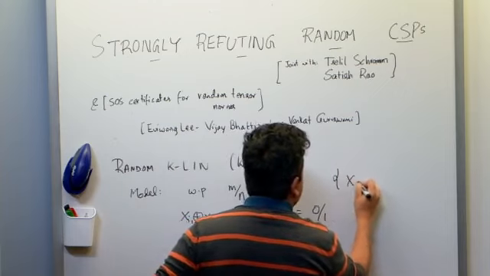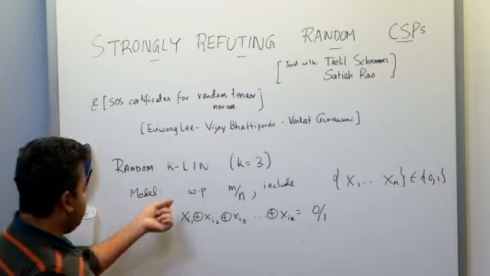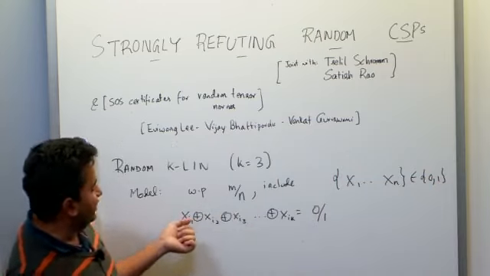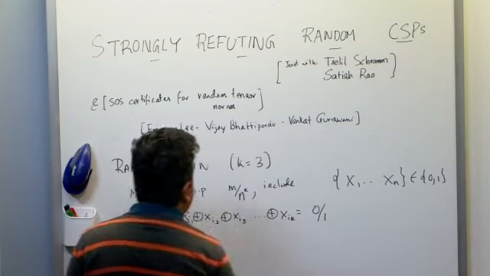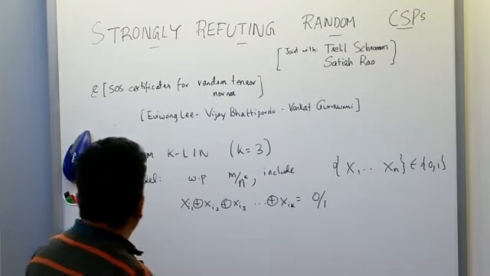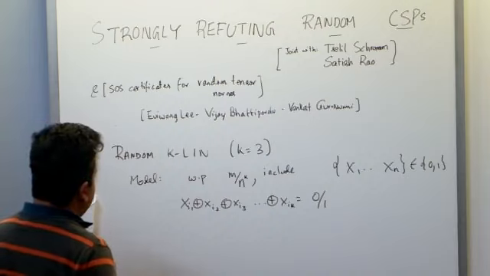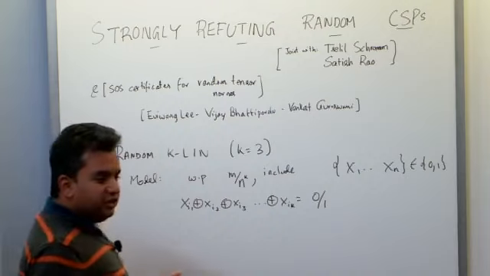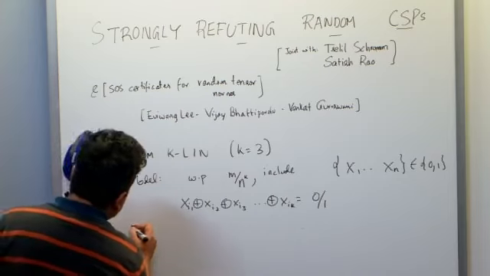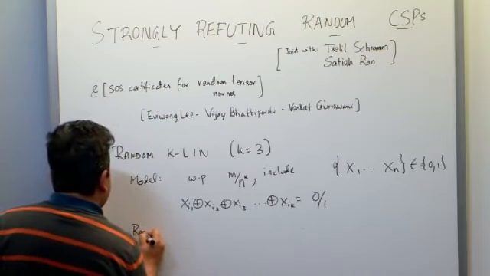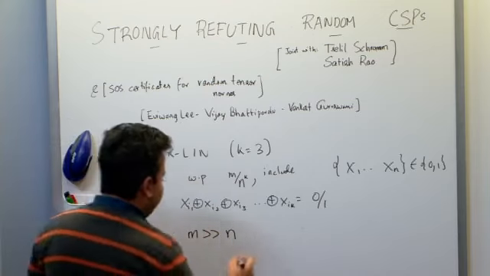you have variables x1 through xn over the Boolean domain, and for each I1 through Ik, with probability m over n to the k, you sample this equation and include it into your system. Then you expect to see roughly m equations. Here we'll be looking at a regime where m is much larger than n, so you have much more than n equations. Think of m as n log n.